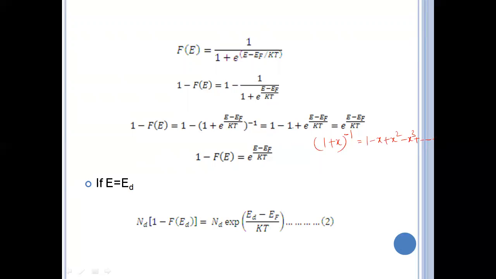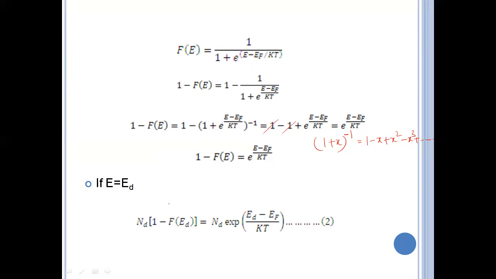So using that series, the first two terms will be 1 minus the exponential. Minus of minus will become positive. So 1 minus 1 plus e power (E minus EF) by kT. 1 and 1 will get cancelled out. So you are left with e power (E minus EF) by kT. This is the probability function 1 minus f of E. Now in place of E, if you replace it with ED, then ND into 1 minus f of ED will be given as ND exponential (ED minus EF) by kT.